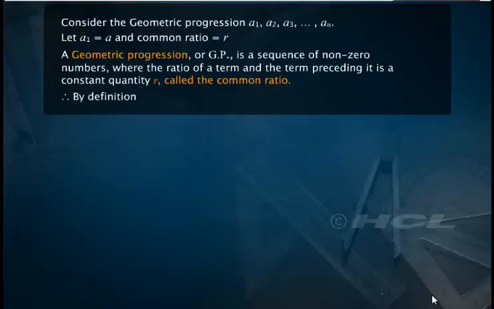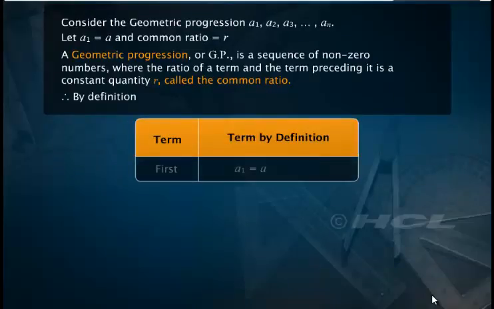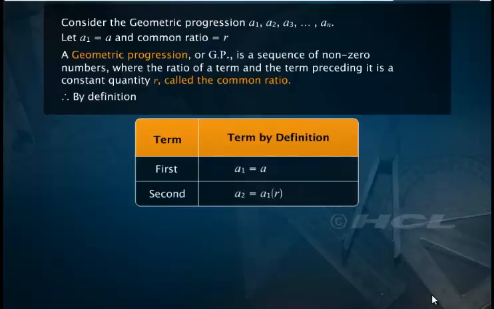Therefore, by definition of GP, we have A1 equal to A. Similarly, by definition, the second term A2 is obtained by multiplying the common ratio R by the previous term, that is the first term A1. As a result, the second term is AR.